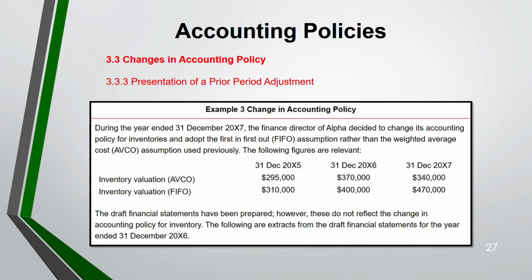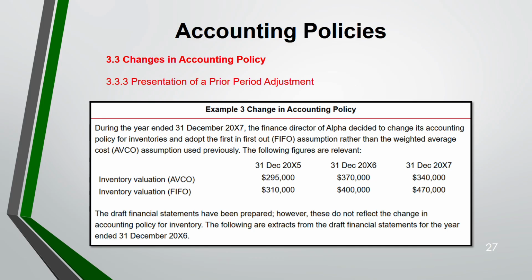So this is an example where we are going to change an accounting policy. This is based on an inventory change. They want to change from weighted average to FIFO. And they have given you the valuation based on weighted average and FIFO. The draft financial statements have been prepared based on weighted average. You have to prepare them again based on FIFO. That is the requirement of example 3.